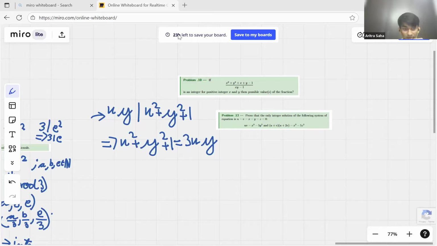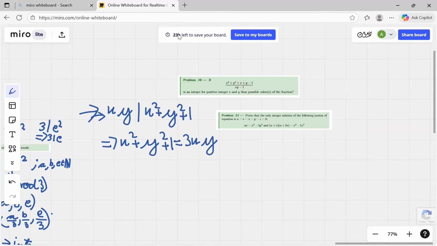Any ideas for this problem? Anybody who is trying it? Problem 10. I know this problem, I will discuss it. This is like a buffer problem, this too. I won't discuss this in the class. If you solve this, send it to me over Discord. Okay.